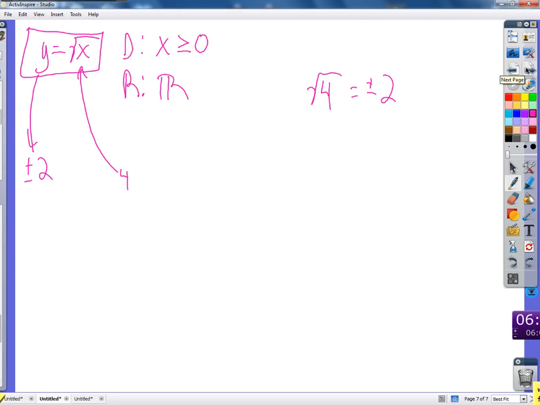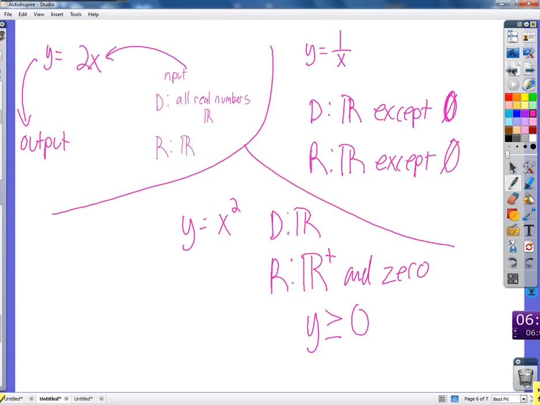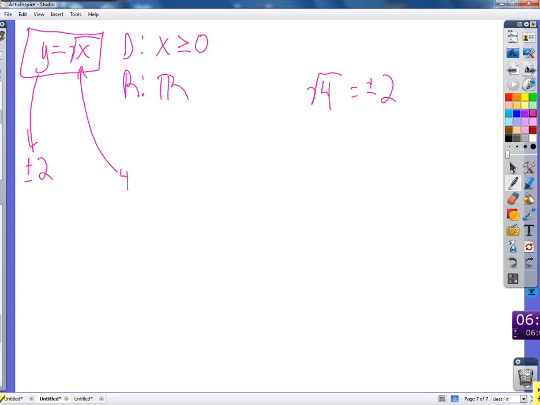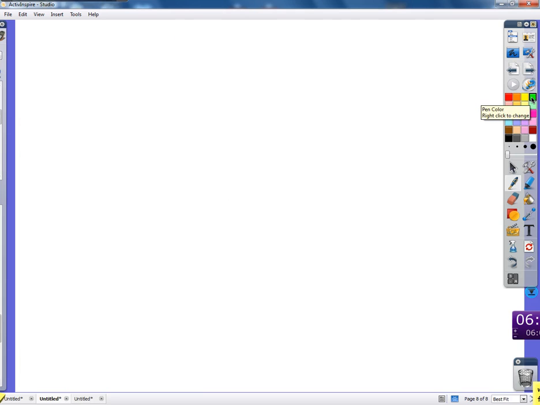So if that happens, then it's just a relation. But if that doesn't happen, and there is no case where an input gives you more than one output, that's called a function. Okay? Let's go over here and write function down. Function.